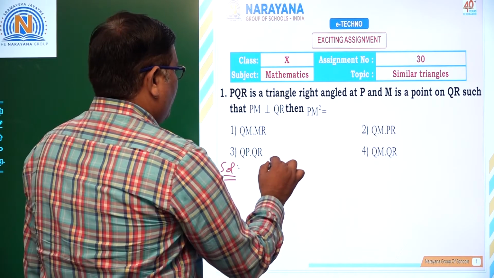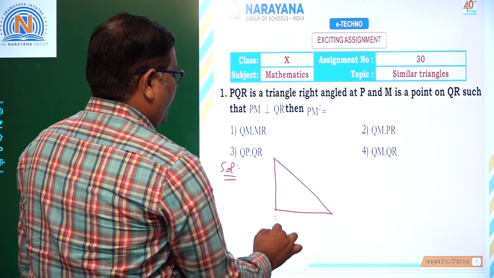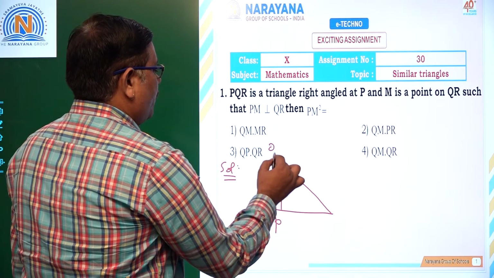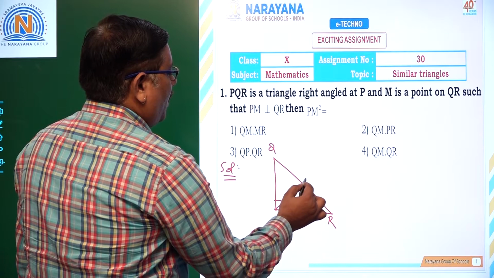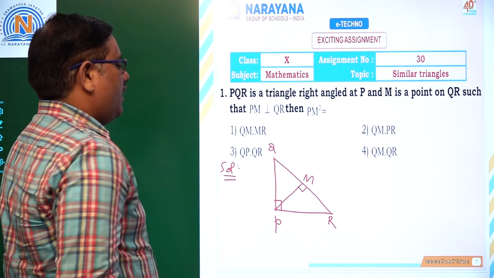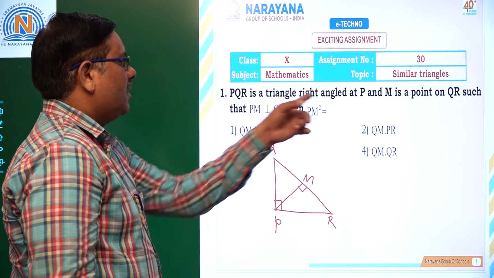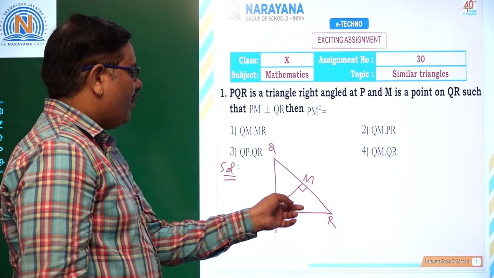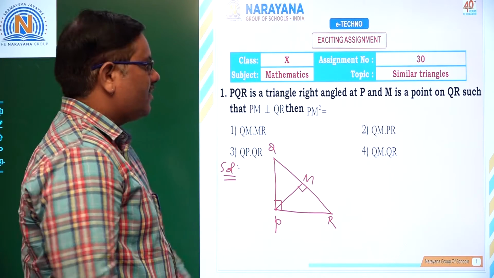What is it saying? PQR is a right angle at P. Here we have the right angle. This is Q and this is R. We are drawing a perpendicular on QR so that it is meeting QR at M. So PM is perpendicular to QR, that is given. Then what is PM square? For that, we have different ways to solve this question.